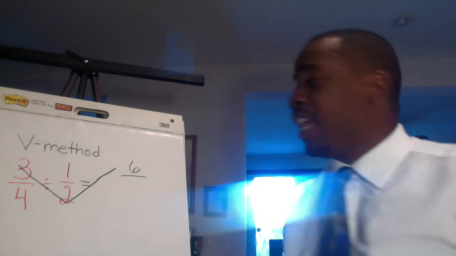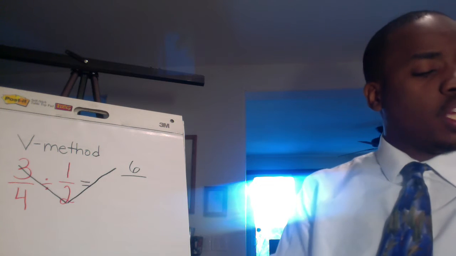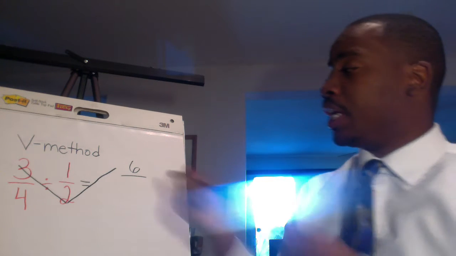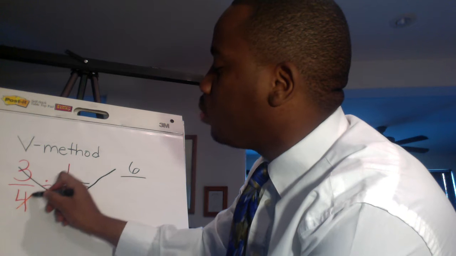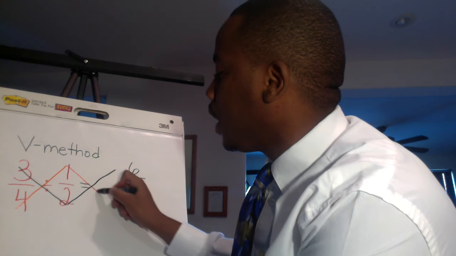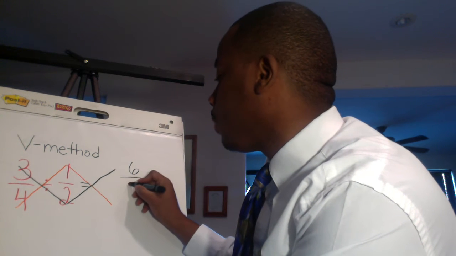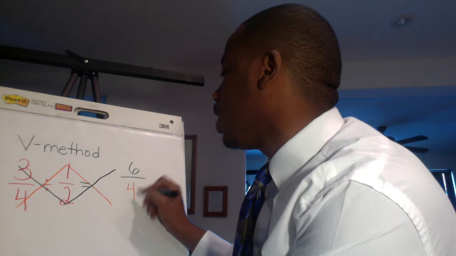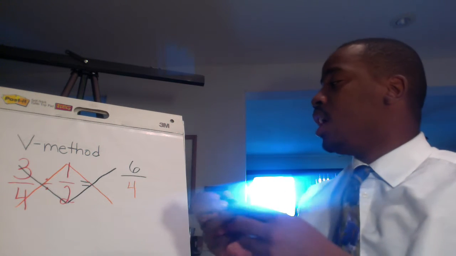That's your first V. And now for the second V, you want to make an upside down V. And it's going to be 4 times 1. And it goes here, 4. And so you have 6/4.